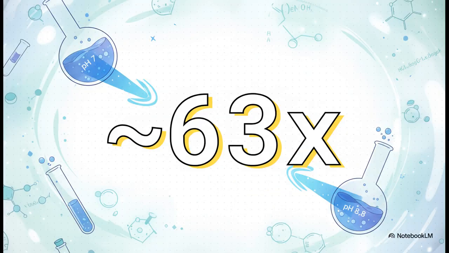So, what is 10 to the power of 1.8? Drumroll, please. It's about 63. Yeah, 63. That water with a pH of 8.8 has 63 times fewer hydrogen ions than neutral water. So that tiny, innocent-looking 1.8 difference on the label is actually a massive 63-fold change in the water's chemistry. No way is that a small difference.